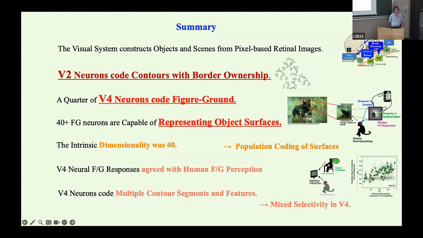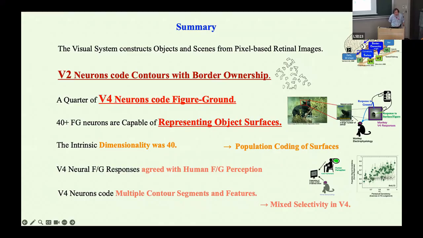Thank you. Simple question. You said a quarter of the neurons do figure-ground. Is it a quarter of the responding neurons, or is it a quarter of the whole population? And I'm also wondering, is the code a combinatorial code?